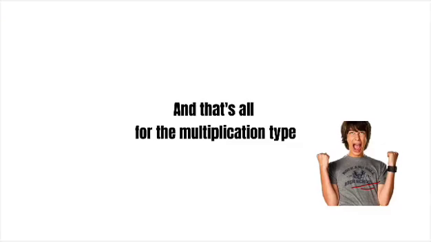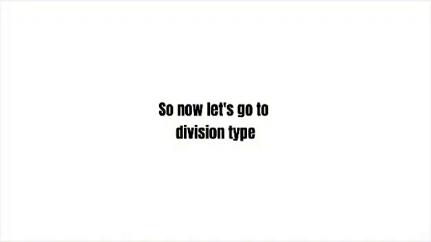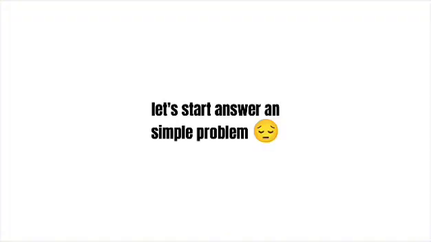And that's all for multiplication types. But we're not done yet. So now, let's go to the division type. Let's start answering a simple problem. The problem says the first term of the geometric sequence is 729. Each term is obtained by dividing the previous term by 3. Find the sixth term of the sequence.